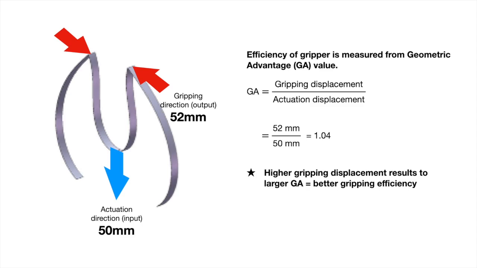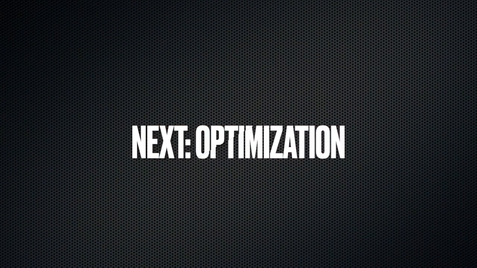So our aim for our next simulation is to optimize the parameters so that we can maximize the gripping effectiveness by increasing the value of geometric advantage. In order for us to increase the GA value, we want to increase the displacement value along the X direction. So in the next video, we will be utilizing ANSYS Workbench to help us decide the best parameters to achieve the objective or the output that we wanted.